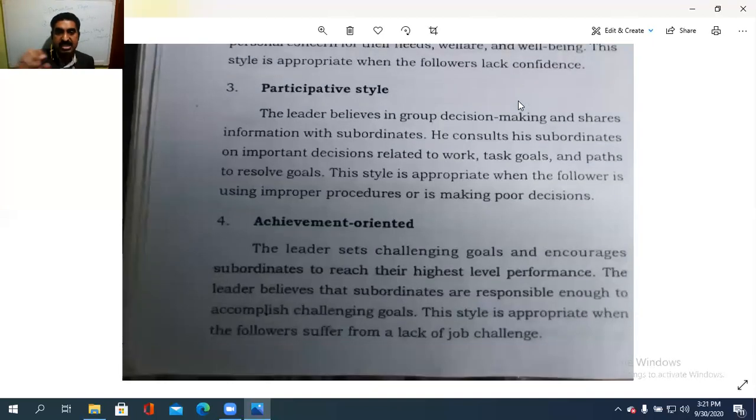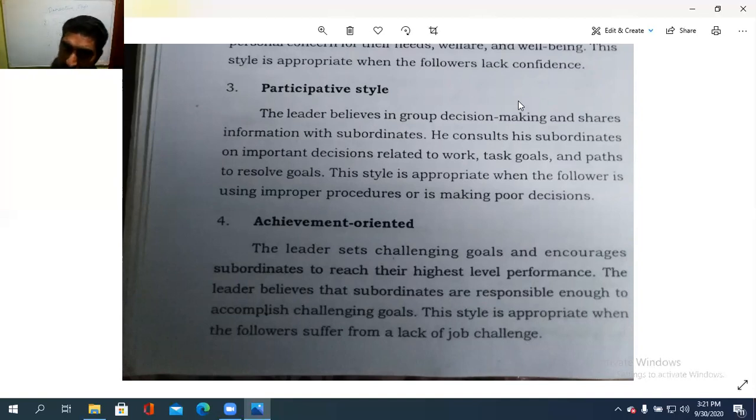And finally, achievement oriented. The leader sets challenging goals and encourages the subordinates to reach their highest level of performance. The leader believes that subordinates are responsible enough to accomplish challenging goals, because they are getting self-confident. So they are responsible enough to accomplish the challenging goals.